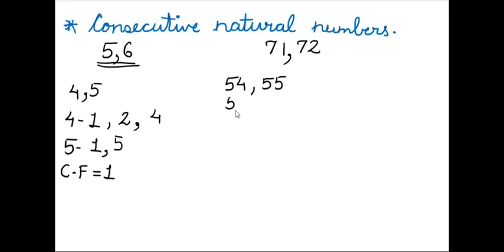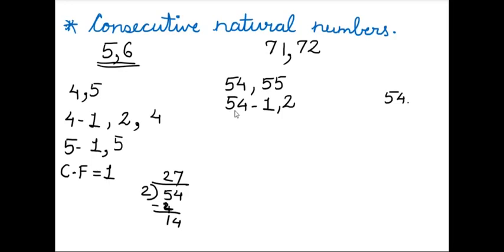Next, will it come in 2's table? Yes, because at units place there is 4. But how much in 2's table we will check. So in 2's table we will divide 54. 2 2's are 4, so 1 will remain. Take 4 down. 2 7's are 14. Is it divisible? Yes, because remainder is 0. So 2 how much are? 2 27's are 54. So we'll write here 27.